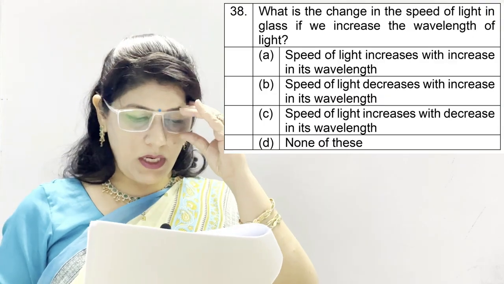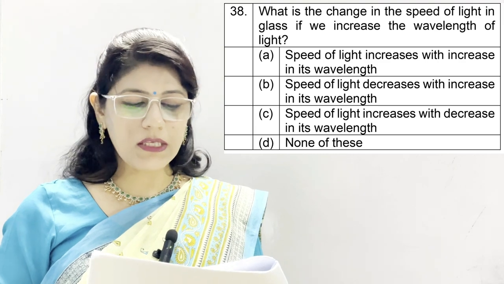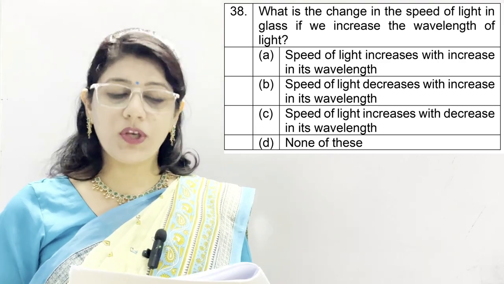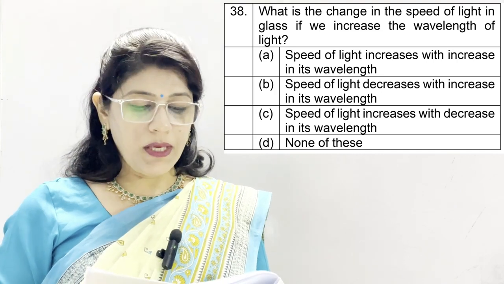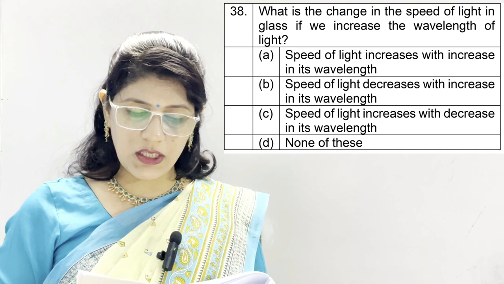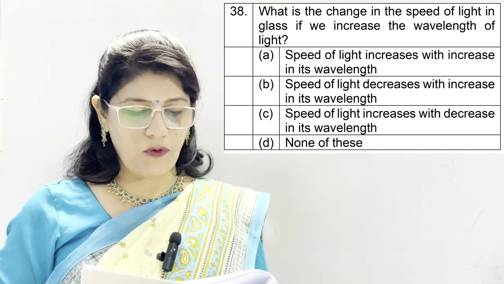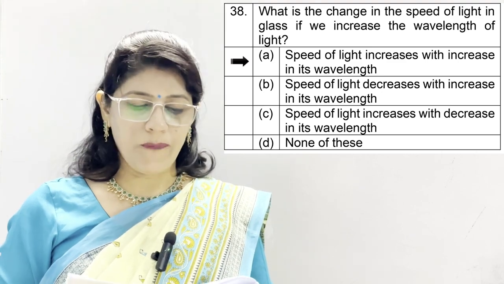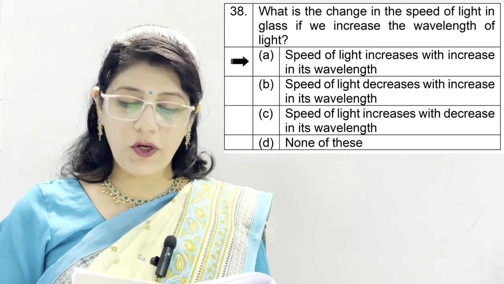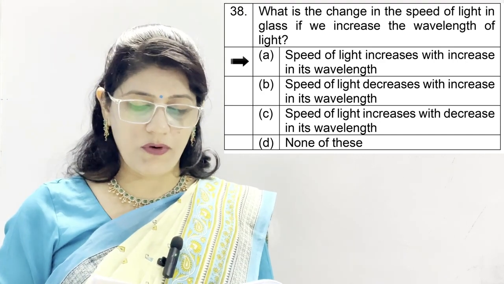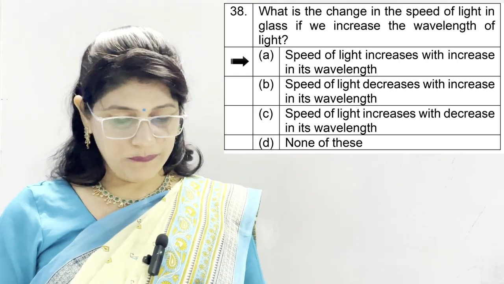In question number 38, what is the change in speed of light in glass if we increase the wavelength of light? Option A is speed of light increases with increase in wavelength. B is speed of light decreases with increase in wavelength. C, speed of light increases with decrease in wavelength, and D, none of these. And the correct option is A, which is speed of light increases with increase in its wavelength, because speed of light is directly proportional to wavelength of light. Increase in wavelength means increase in speed of light.